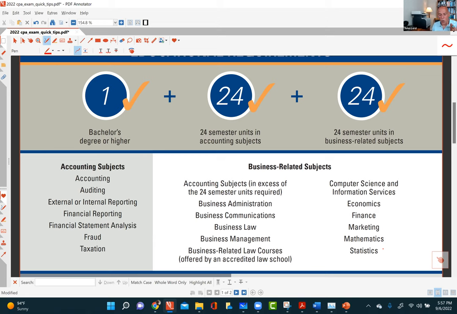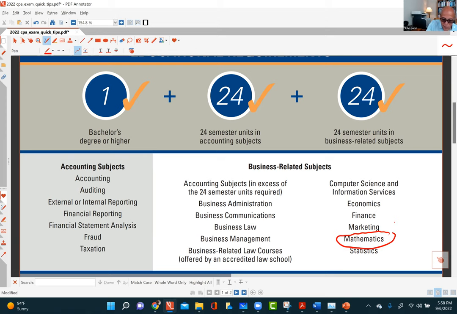For business-related classes, classes with the word business in them, economics counts as business, finance counts as business, marketing, and mathematics count as business-related classes. And I point that out because sometimes students forget to count any math class you took. Let's say you were a computer science major and they made you take a bunch of math classes, and then all of a sudden you decided to switch over to accounting. You could count all of those math classes. Or maybe you were studying clinical medicine or something, and they made you take a bunch of statistics classes, and then you decided to switch to accounting, you could count those statistics classes as business classes.